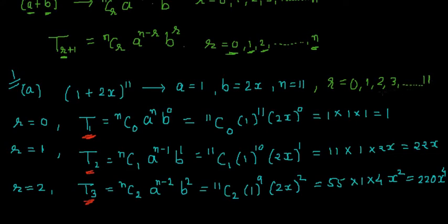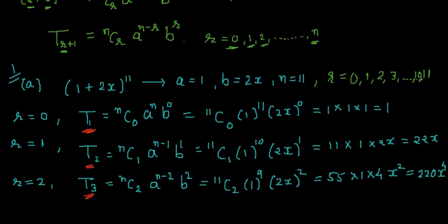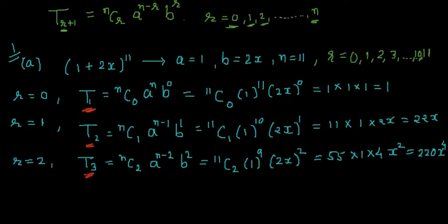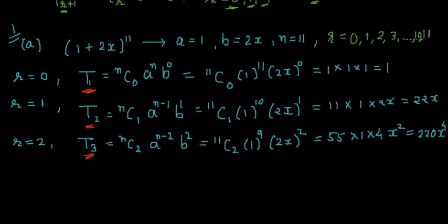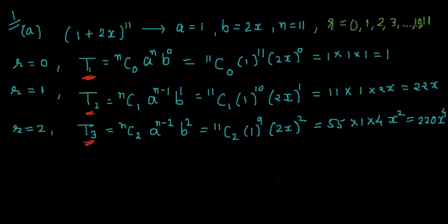Okay, now we want the last two terms. So the values we keep for r are 10 and 11, because 11 is the last number and the second last number is 10. So if we put r equal to 10 and 11, we'll get the last two terms in the binomial expansion. I am using green color to write this. So r is equal to 10.